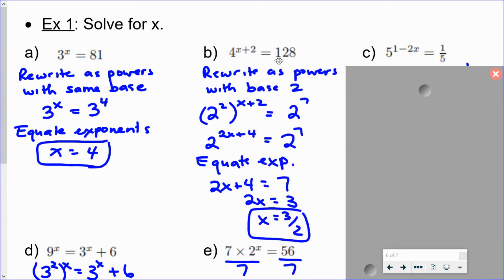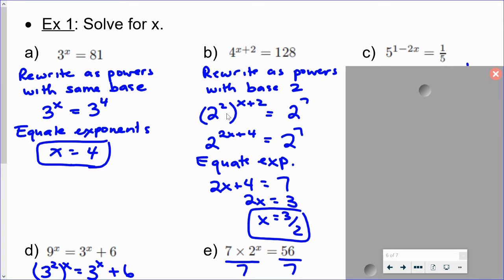When we have something like 4 to the x plus 2 equals 128, we're going to start by rewriting as powers with base 2. If I could have written 128 as a power with a base 4, I would, but I can't. I can write both of them with a base of 2, though. So I'm going to rewrite 4 as 2 squared and raise it to the same exponent, x plus 2, and rewrite 128 as 2 to the 7.